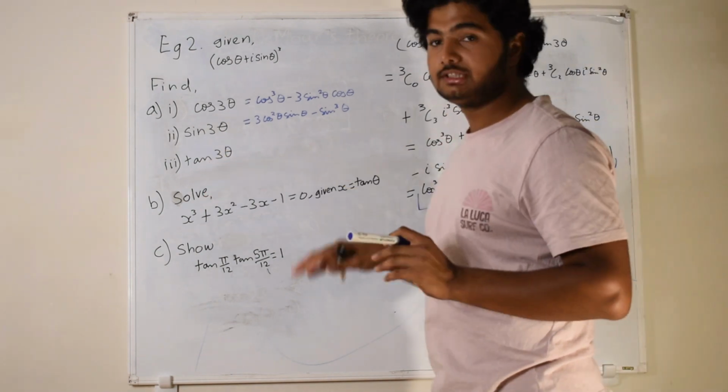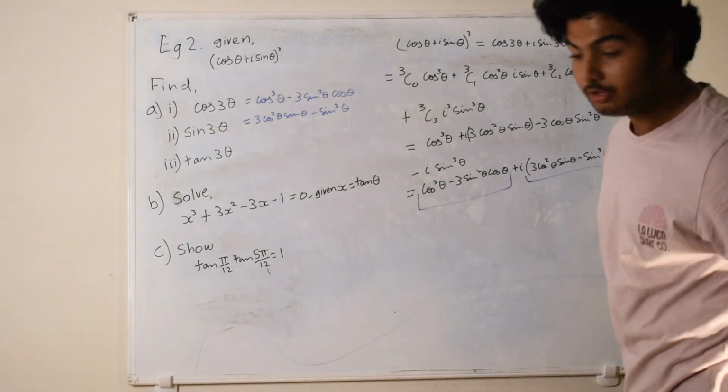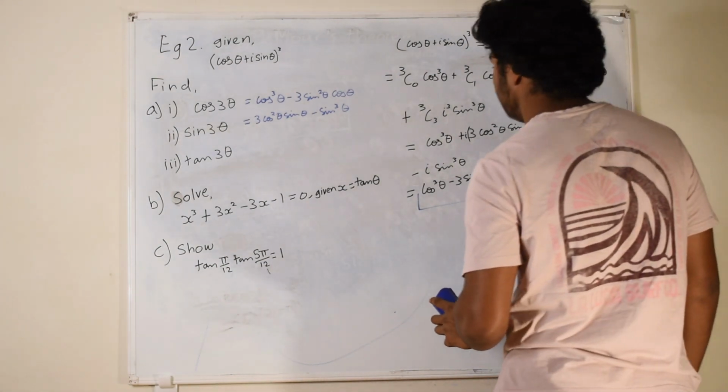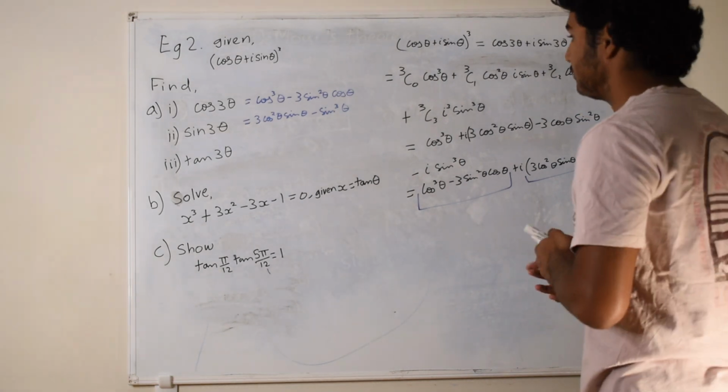Tan 3 theta is a little bit different. I'll rub this side of the board just so that we get an understanding. Or I'll just solve it over here. It's alright, I'll just solve it over here. So we've got tan 3 theta.